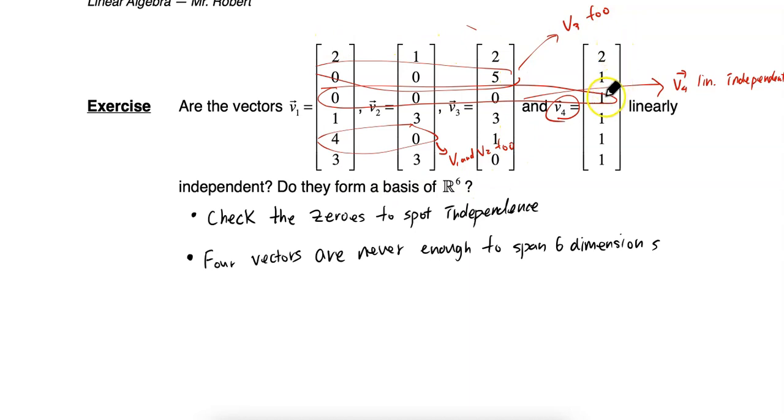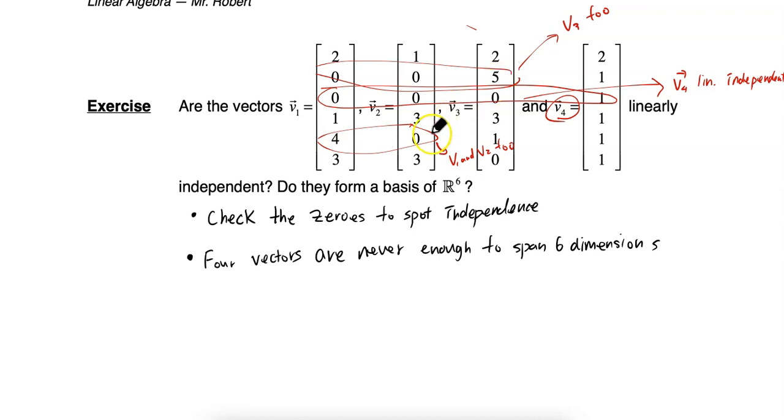v4, because no matter what I do, I'll never be able to have a 1 here using 0 times something, 0 times something, 0 times something. So v4 is linearly independent. And then we can backtrack a little bit and notice that where v1 and v2 have a 0 in row 2, v3 has a non-zero value. And with the same logic, we can say therefore that v3 is linearly independent from v1 and v2.